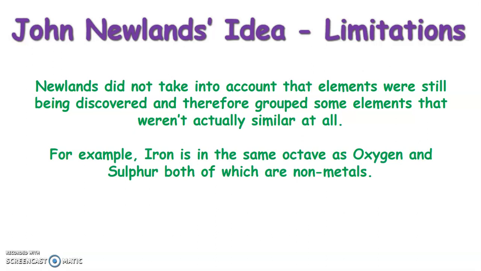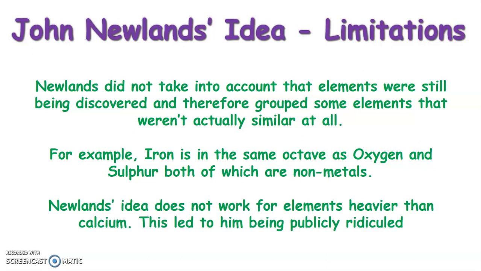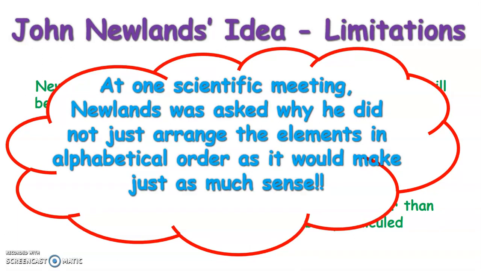For example, in his periodic table you had iron in the same group as oxygen and sulfur. Iron shares very few, if any, chemical properties with oxygen or sulfur. So, it didn't work for elements that were heavier than calcium, so it didn't allow for any elements existing that were heavier than calcium. And he did, probably unfairly, come in for a fair amount of ridicule because of this. Remember, he was operating on very limited information, and he was trying to do something that's very difficult. But he was actually at one point even asked why he didn't just stick them in alphabetical order, because it would make just as much sense.